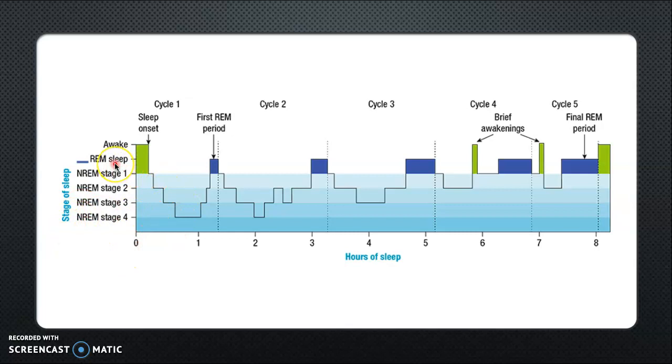And you'll notice REM sleep up here is actually sitting just below awake. It is quite an active stage of sleep, which is a misconception. Often people think it's the deepest, but in actual fact, NREM stage 4 is our deepest stage of sleep. So this really goes from most aware to least aware.